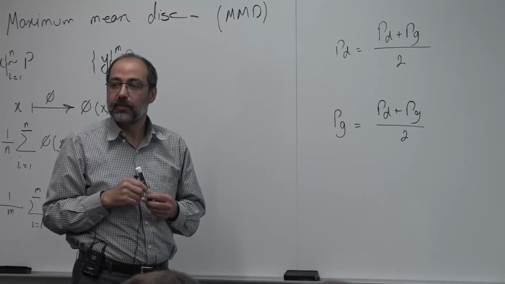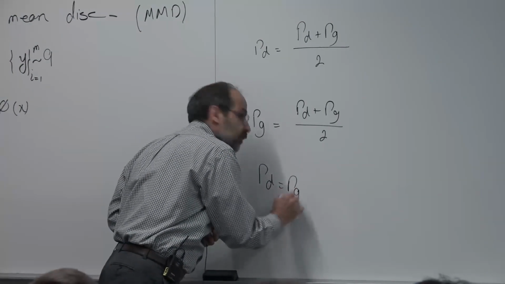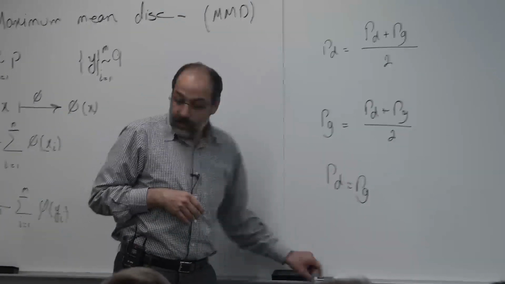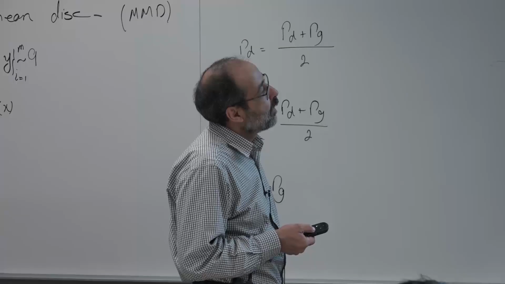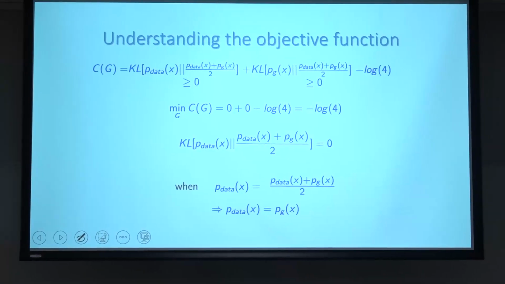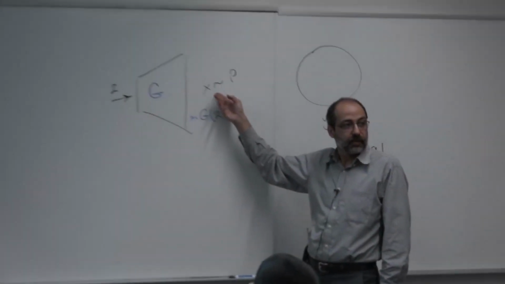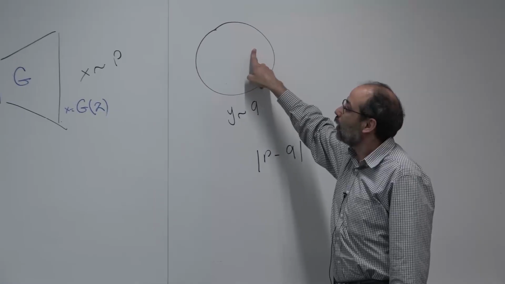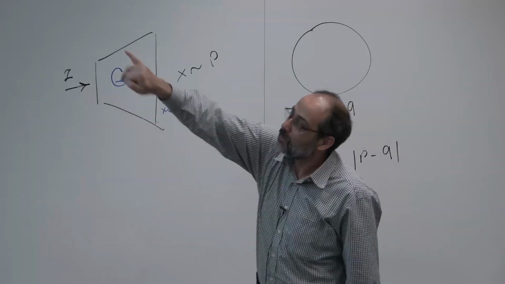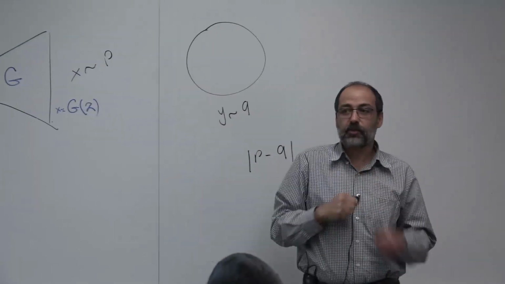When is this possible? When PD is equal to PG. So it's possible if PD is equal to PG. That was our goal. I wanted to match the output of this, which is PG. I wanted to match the distribution of this with this distribution. So by minimizing this cost function, given the optimum value of PD, these two distributions will be matched.